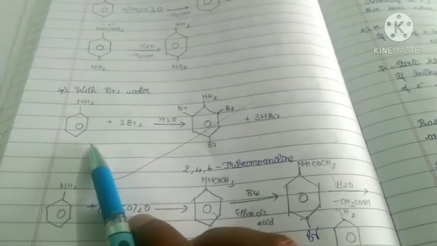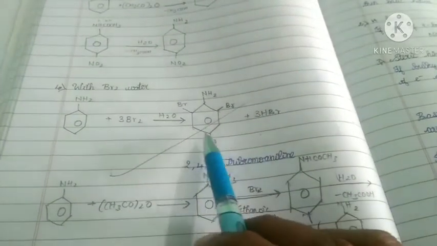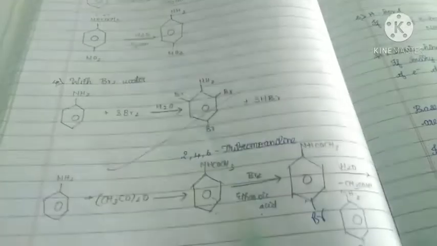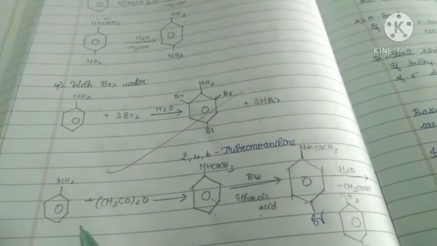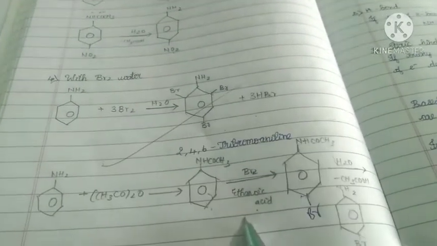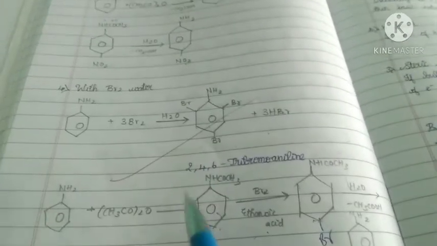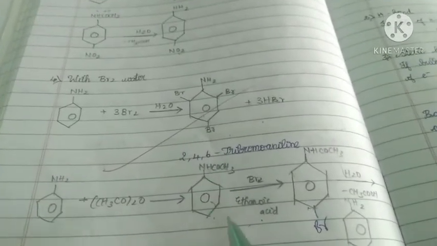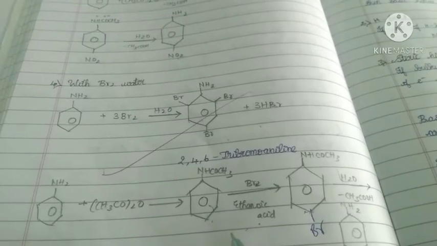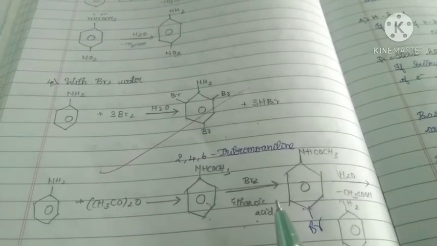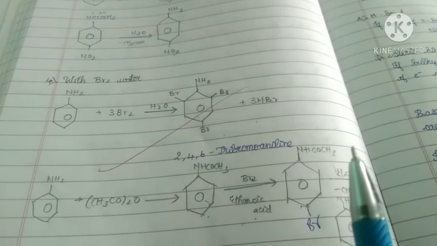That is what? Parabromoaniline. Here you have to remember one point: when aniline reacts with bromine in water, we get the tribromoaniline derivative. When aniline reacts with bromine in ethanoic acid, then we get parabromoaniline. These 2 points are very, very important. That is all about the chemical properties of aniline.